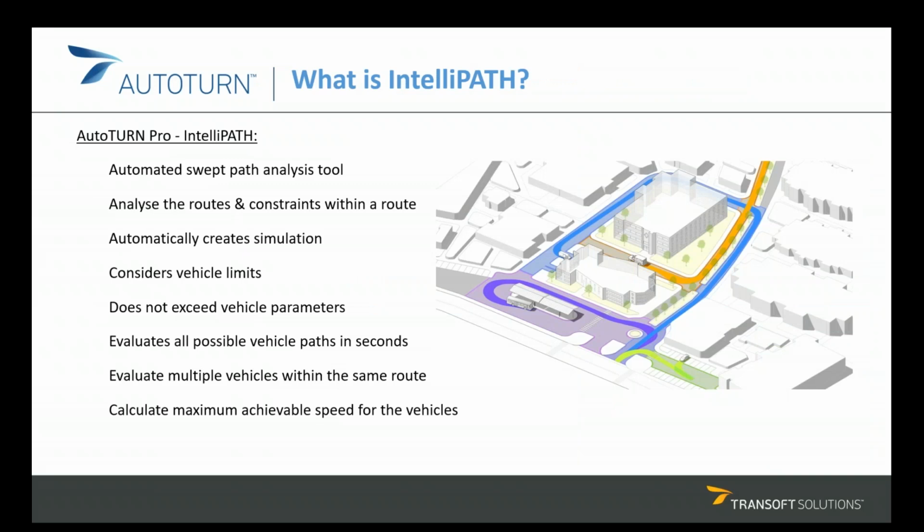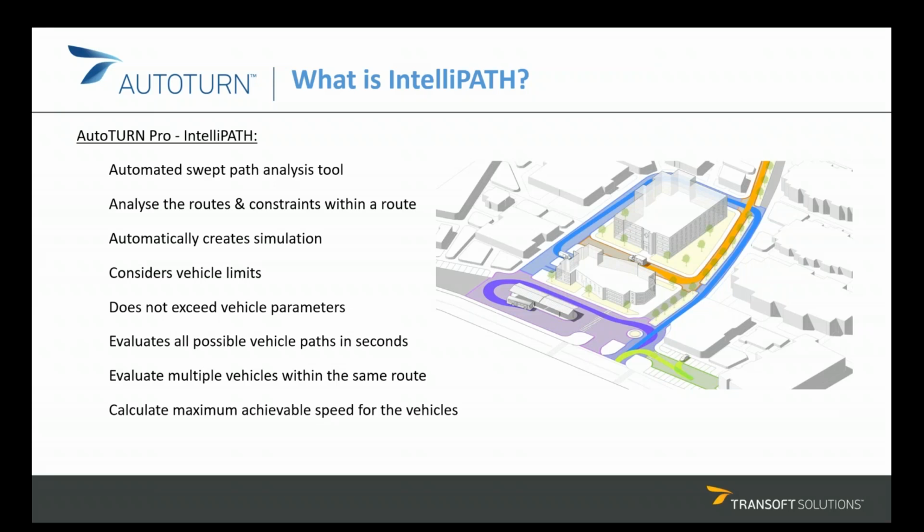Now let's see what IntelliPath is. Most of you have already heard about this tool in AutoTURN Pro. The IntelliPath tool in AutoTURN Pro is an automated swept path analysis tool which analyzes the routes and various constraints within the routes and automatically creates a simulation while keeping a check on the vehicle limits and making sure that none of the parameters are exceeded.